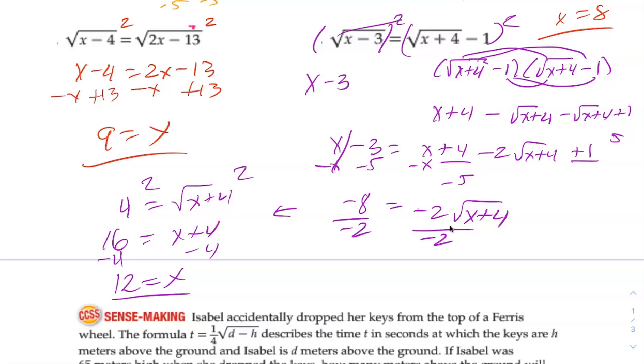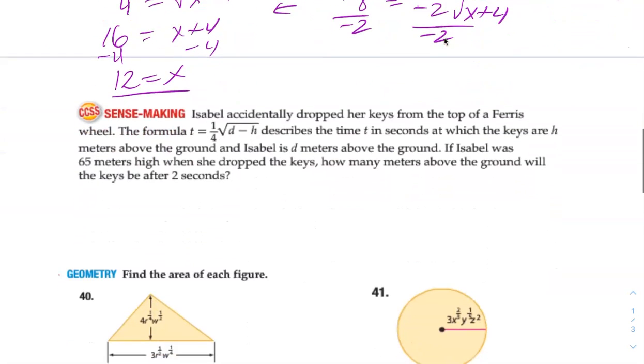Again, you can check your work. Plug in 12. I get 12 minus 3 is 9. Square root of 9 is 3. Check your work. 12 plus 4 is 16. Square root of 16 is 4. 4 minus 1 is 3. So it does work. It's a lot of work.